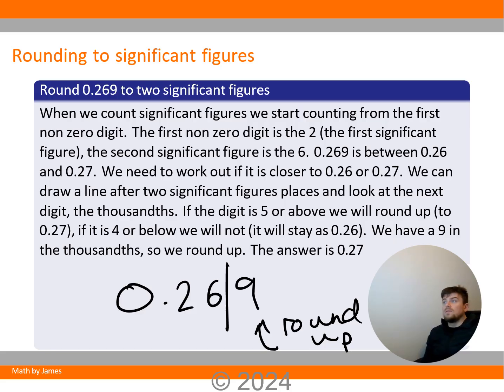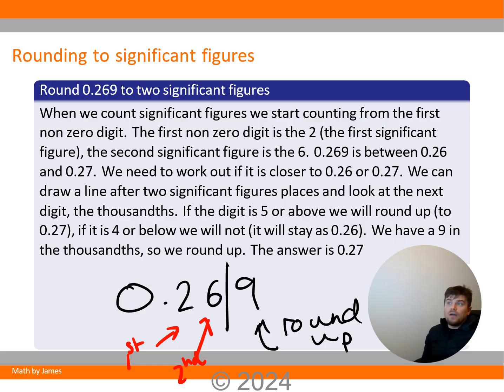0.269 is between 0.26 and 0.27. So we need to work out if it's closer. So this is our first, and this is our second. Our 0 doesn't count because we have 0 ones, so it doesn't make it a significant figure. I'm going to explain a bit more about that in more detail. I'm also going to do group sessions, and we can discuss this in our community chats as well, making sure we fully understand what we mean by significant figures. Really important in all levels of maths.